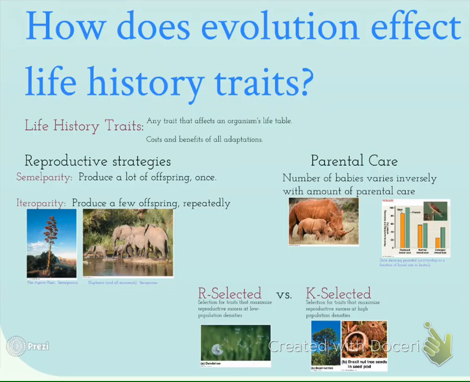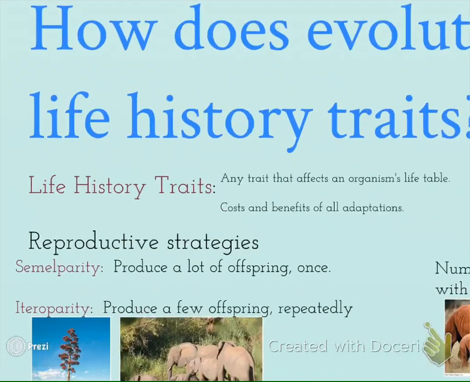Evolution affects these life history traits. Okay, so a life history trait is kind of a trait that affects the life table, how long that organism is going to survive, what things are going to cause that organism to not survive. And so there's a cost and a benefit to all adaptations. Evolution is not purposeful. It does not evolve just solely ideal traits. There's good traits, there's bad traits. The best survive to reproduce, but there's also mutations and whatnot. So it's not always going to be beneficial.